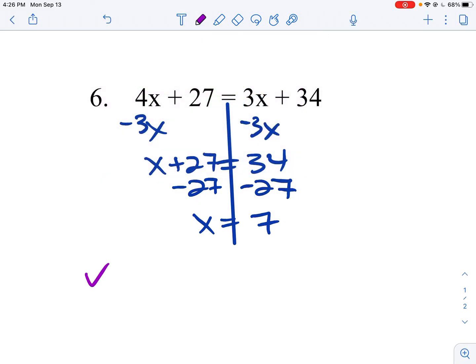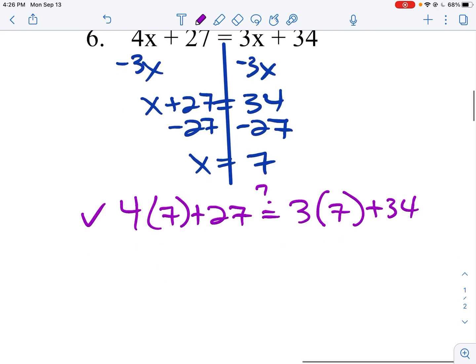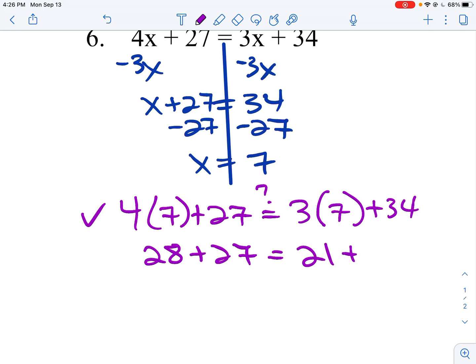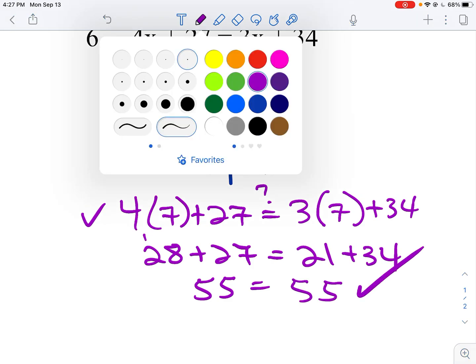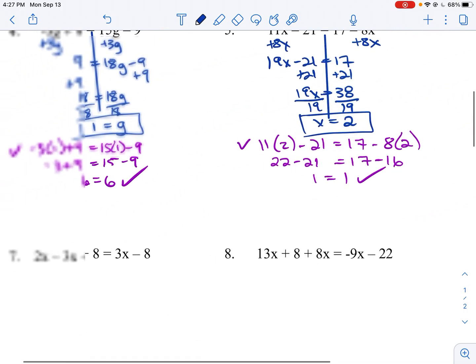Then I check my work to make sure it's correct. 4 times 7 plus 27 equals maybe 3 times 7 plus 34. So 28 plus 27, does that equal 21 plus 34? That's a 5, that's a 5, that's a 5. Yep, it works. So x does equal 7.